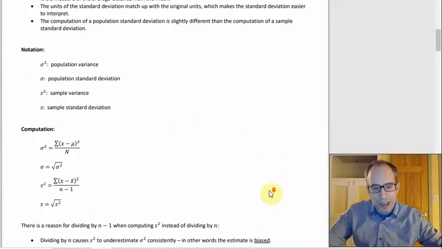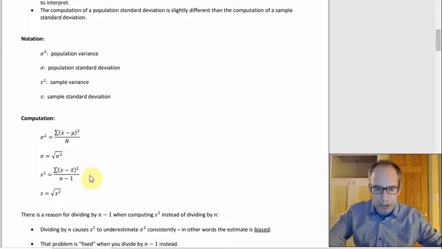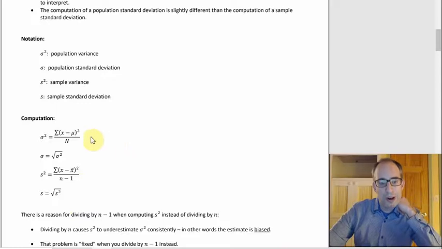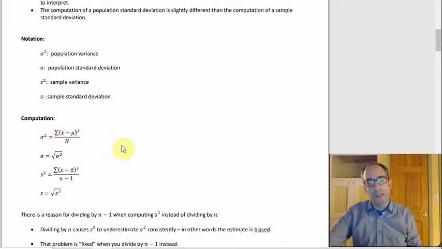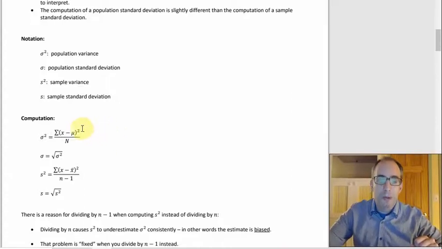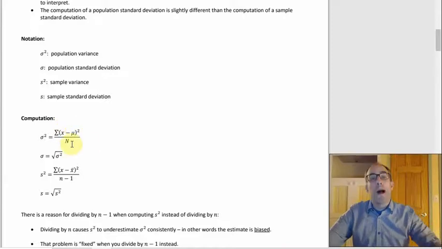Okay. And then the way that you compute them, in both cases, you figure out the variance first and then just take the square root to get the standard deviation. And the numerators are basically the same concept, right? Where this is going to be the sum, right? That's what the capital sigma is. That's a sum of the squared deviations, because the x minus mu, that's the deviation from the population mean, since mu is the population mean, and we're squaring it. So, okay, this is the sum of the squared deviations, and then we're dividing by the population size, right?